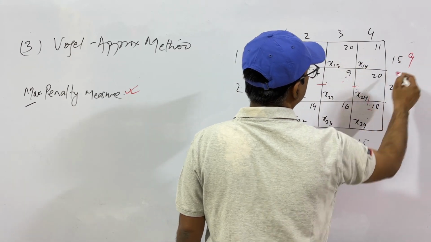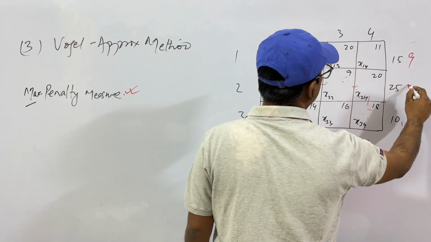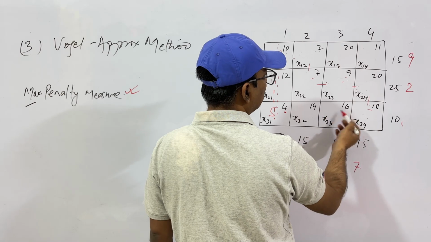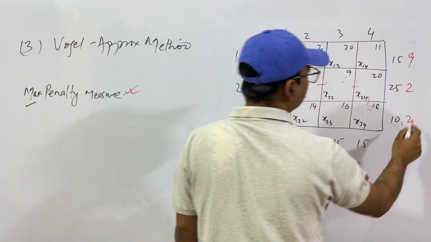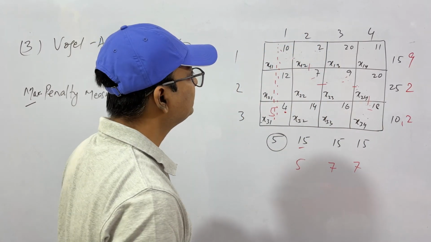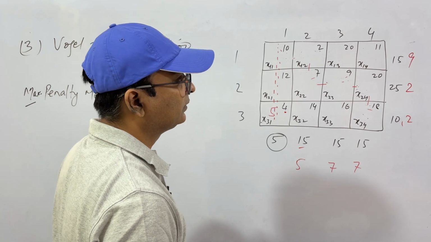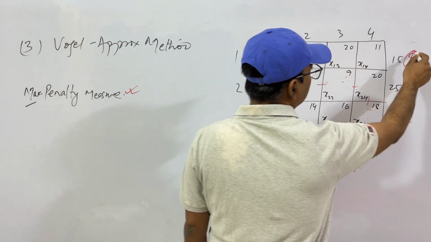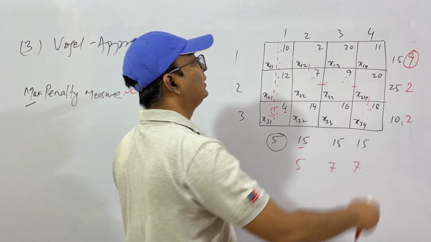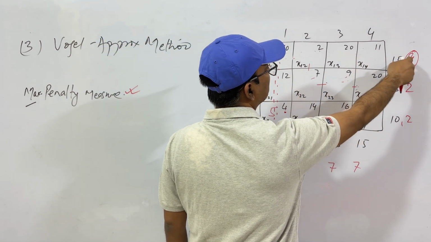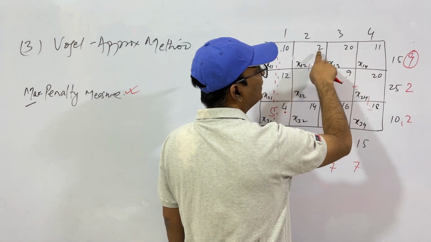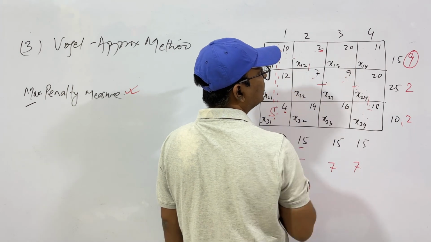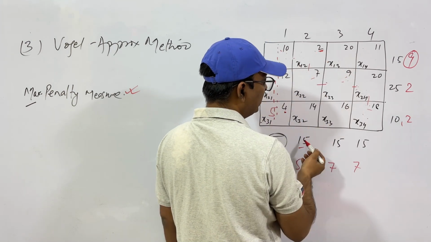So this will be 9, 2, 9, 7. So again this is 2, 18, 16, 14. So 16 minus 14, 2. So this is the new penalty measure, which is maximum. This is maximum, 9. So what we'll do, this row has the maximum penalty measure, so we'll select the cell which has the lowest cost per unit. So this is the cell with the lowest cost per unit, and we'll allocate the maximum demand.